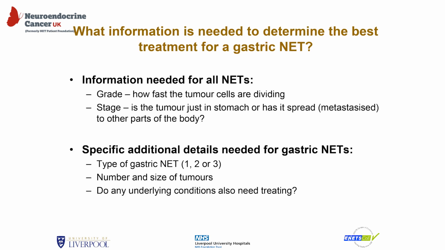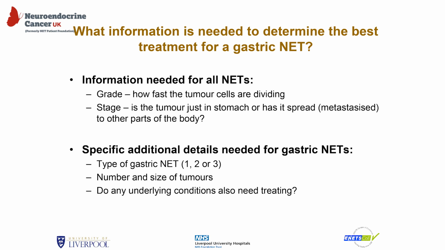So when I'm seeing a patient with a gastric NET in clinic, what are the things that we need to do in order to find out about that tumour and work out what treatment is needed? Well, as with all neuroendocrine tumours, we need to know things like grade and stage. I'm sure these will be covered in other talks today, but just to remind you, grade is basically how fast the tumour cells are dividing and therefore how fast the tumour is growing. And stage is how far the tumour has spread from where it started, in our case, the stomach, to other parts of the body, such as the liver. So we need to know grade and stage as for other tumours.